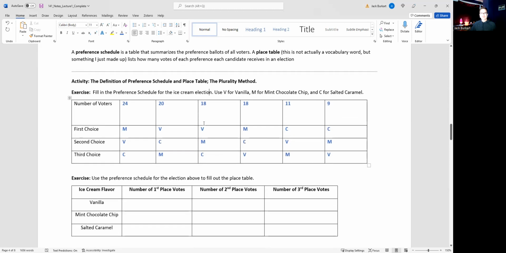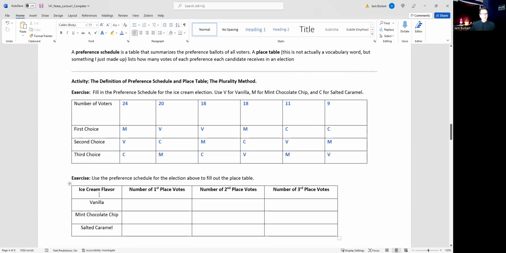All right. The next concept that's helpful for tabulating winners and losers of various forms of election is something called a place table. This is just a word that I made up, but what a place table does is it just lists how many votes of each preference each candidate received in an election. All right, so hopefully that's intuitive enough. I will do this for vanilla first, and then I'll pause for you to fill out the rest of the place table. So the exercise here is to use the preference schedule above to fill out the place table for the ice cream election.